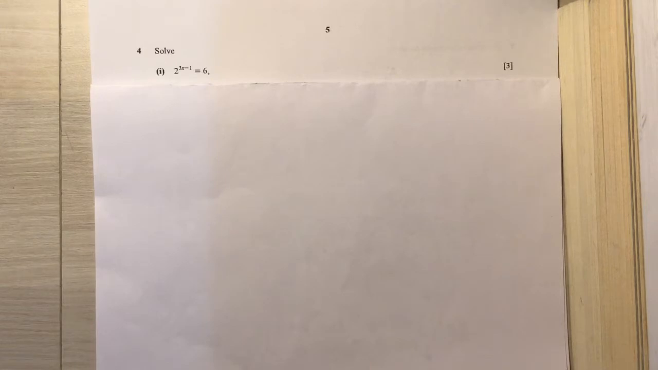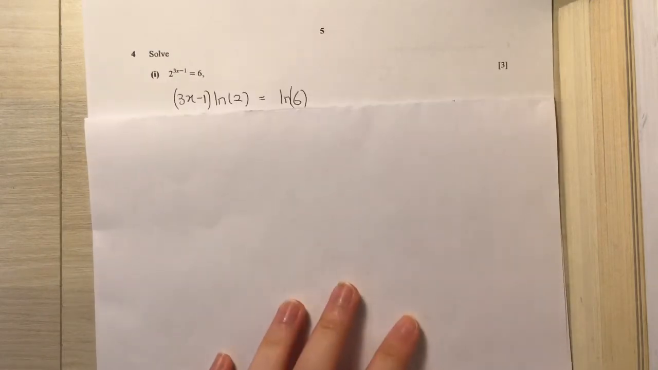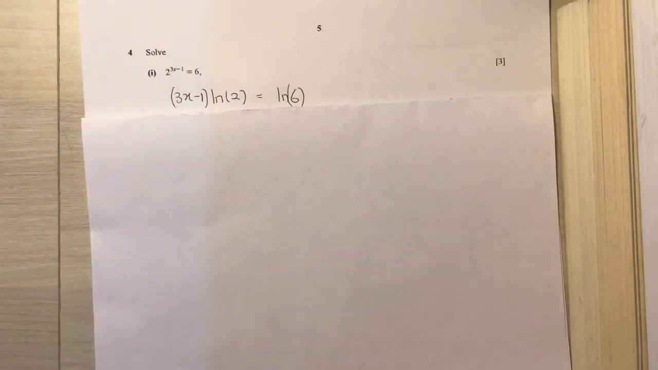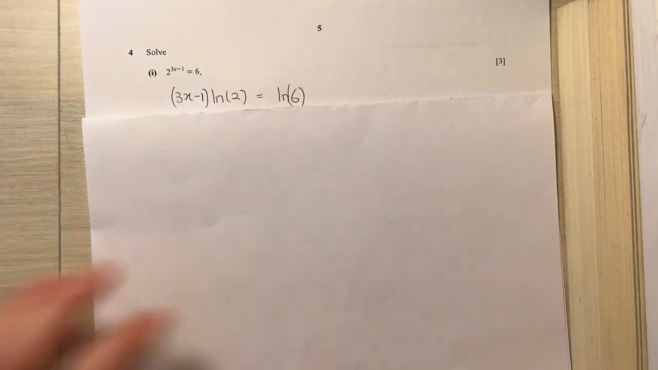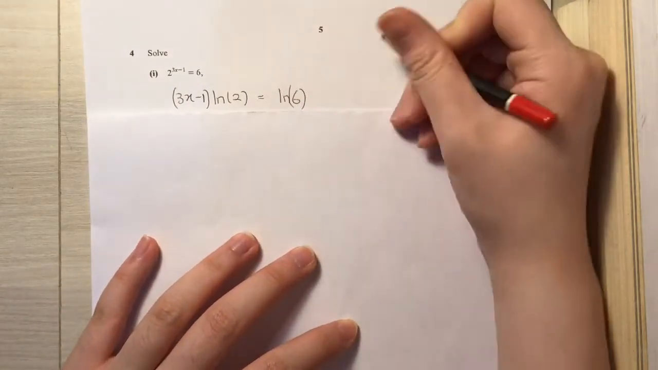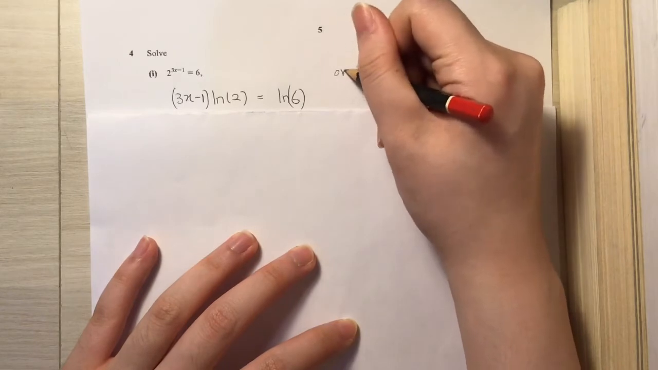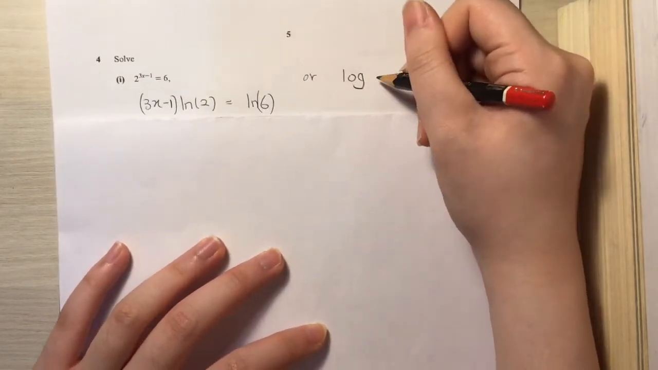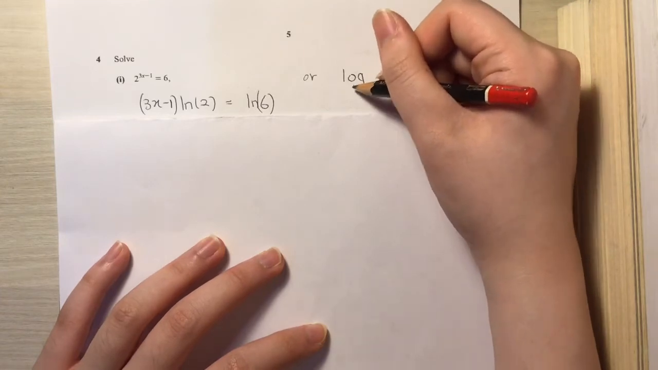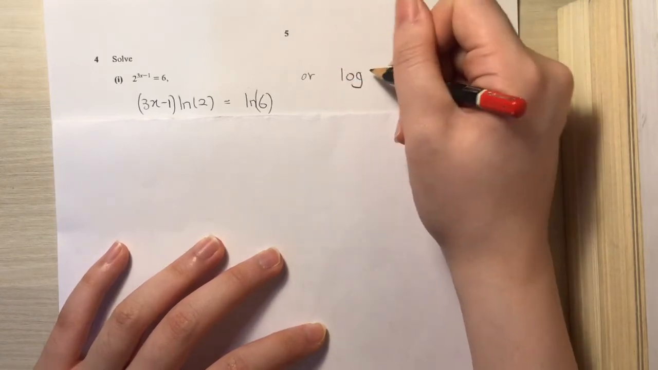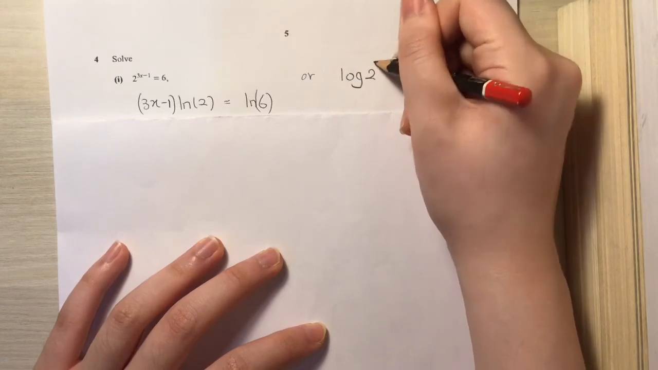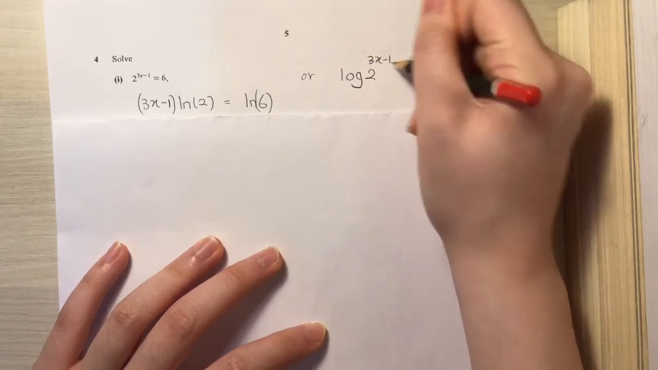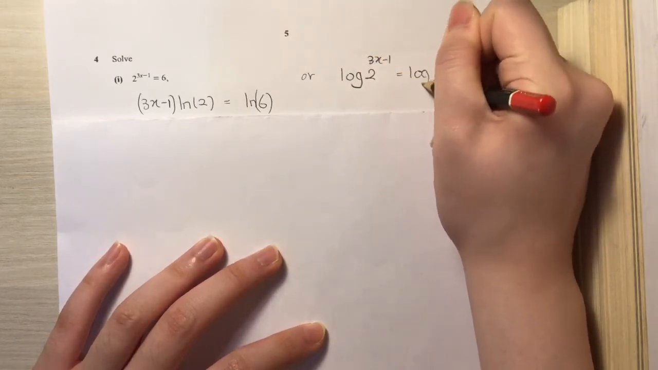Obviously it involves indices, but in this case, all you have to do is to use ln, or you can use log as well. It doesn't matter. Let me write it down. It's either using ln or you can use log. So it's a mix of indices and logarithm knowledge over here. So all you have to do is (3x minus 1) log 2 equals to log 6.